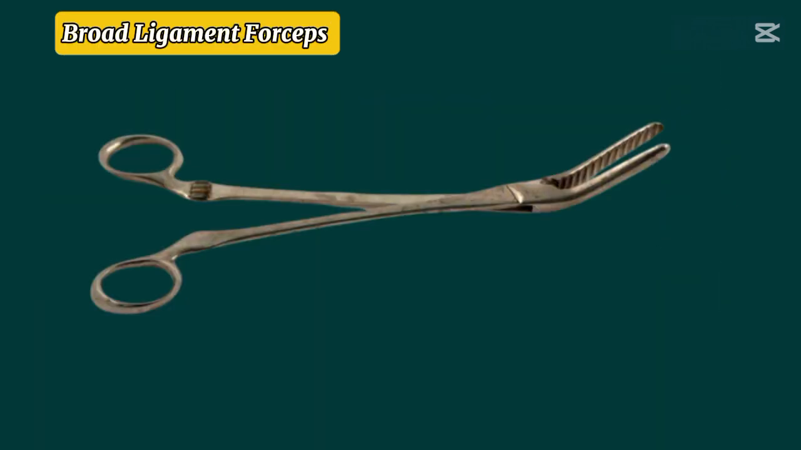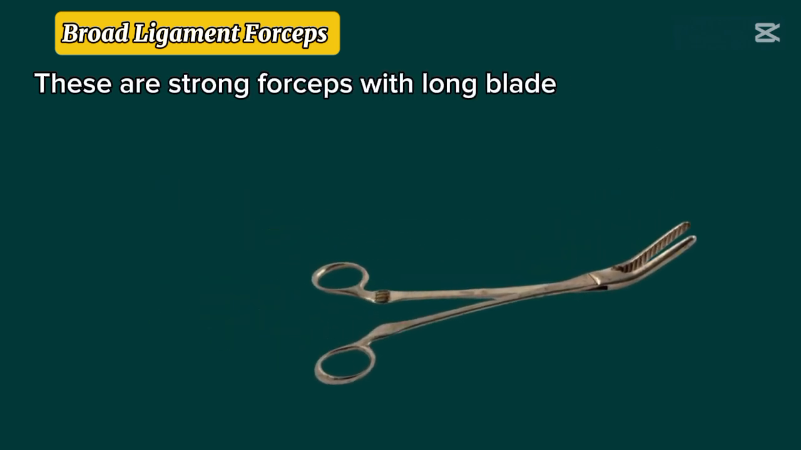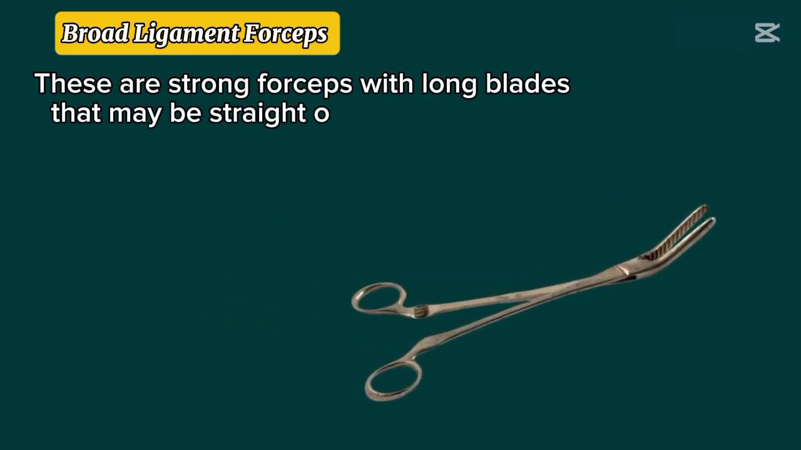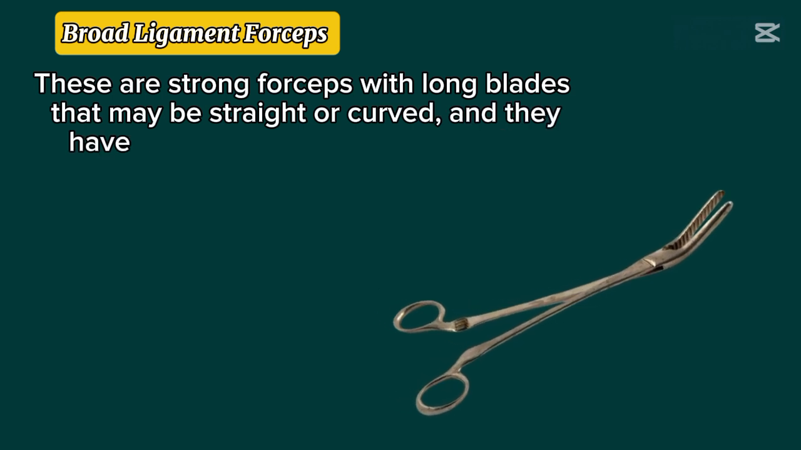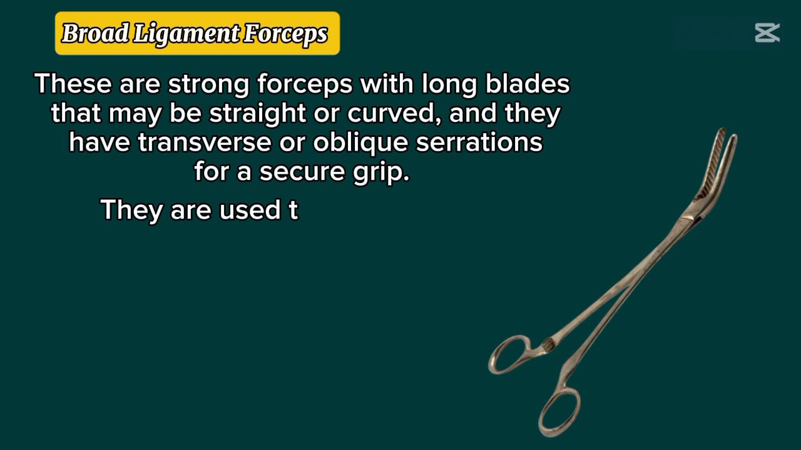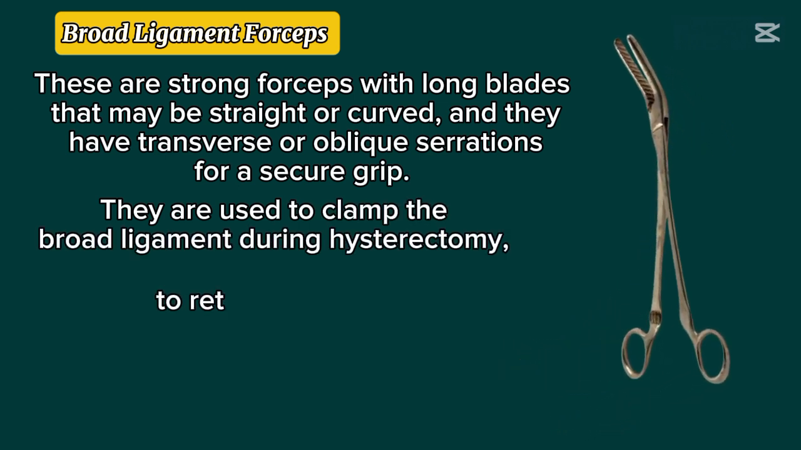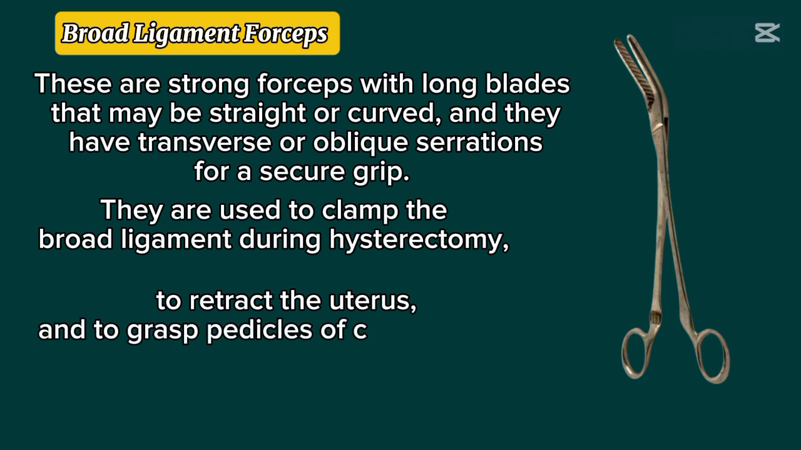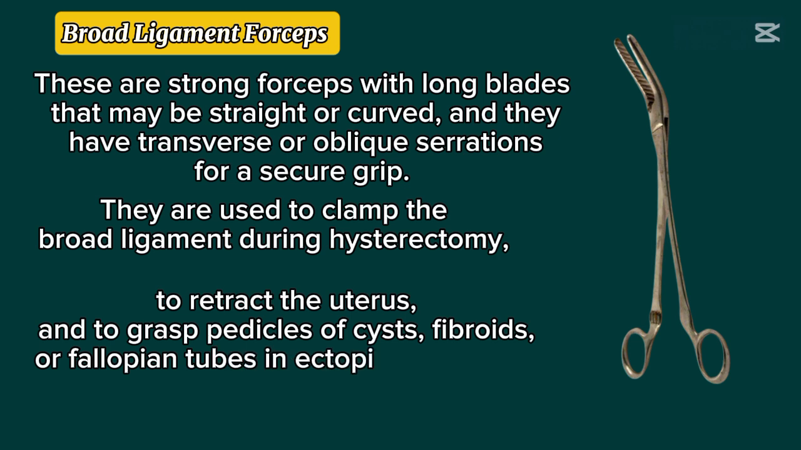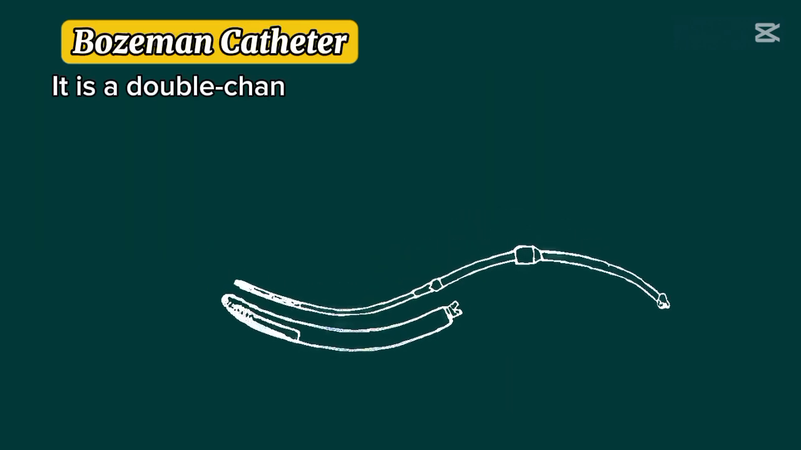Broad Ligament Forceps. These are strong forceps with long blades that may be straight or curved. They have transverse or oblique serrations for a secure grip. They are used to clamp the broad ligament during hysterectomy. They are also used to retract the uterus and to grasp pedicles of cyst, fibroids, or fallopian tubes in ectopic pregnancy.